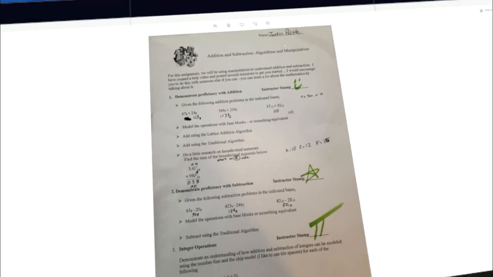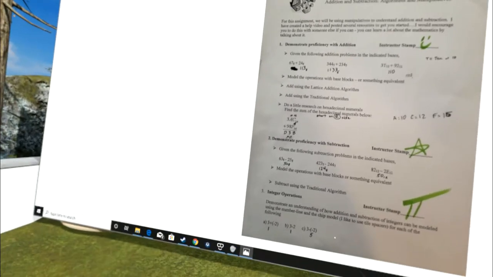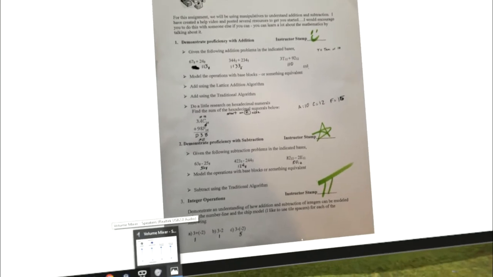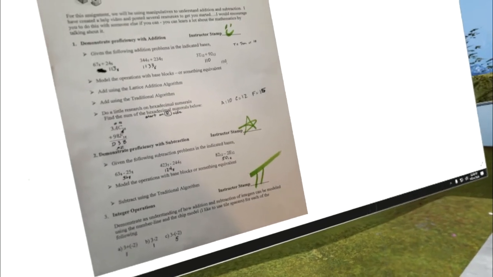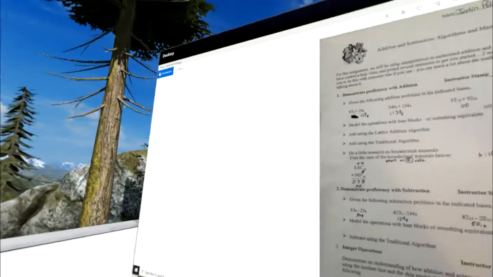Today we're going to be working on a seminar called Addition and Subtraction, Algorithms and Manipulatives. We're going to try to cover as much detail as we can throughout all these problems. We're using Mixed Reality Portal to create this video, and basically we're just going to get underway.